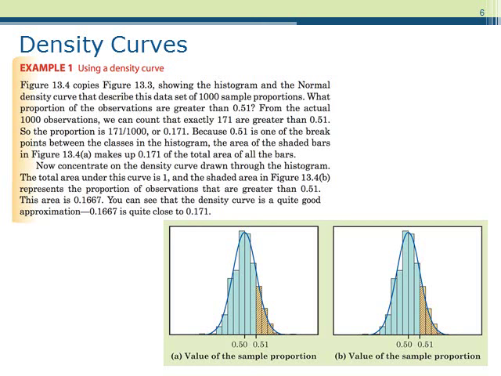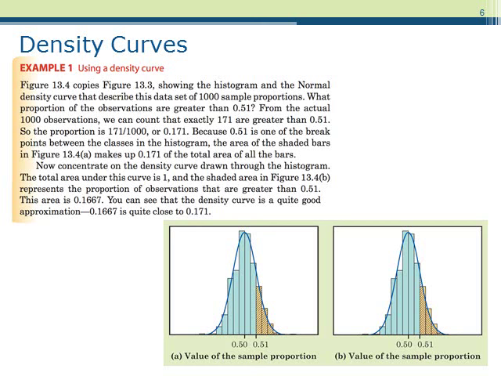Let's look at an example. Figure 13.4 copies Figure 13.3, showing the histogram and the density curve that describe this dataset of 1,000 sample proportions. What proportion of the observations are greater than 0.51? From the actual 1,000 observations, we can count that 171 are greater than 0.51. So the proportion is 171 over 1,000, or 0.171.